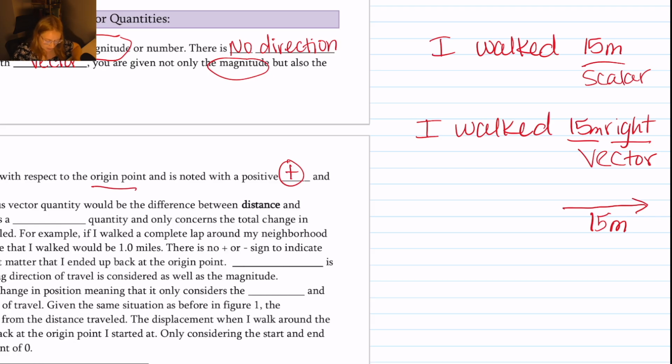Another thing, these vectors are also drawn to scale. So if I said I walked 30 meters, I wouldn't want to make that twice as long. So we do want to make sure that the vector points in the direction, but it also represents the magnitude. If you increase the magnitude, make the arrow longer. If it's a smaller magnitude, make it shorter. So just be aware that the vector arrows do need to also be to scale. Okay, so scalar, no direction. Vector, we have direction.